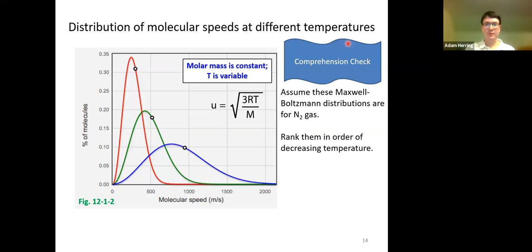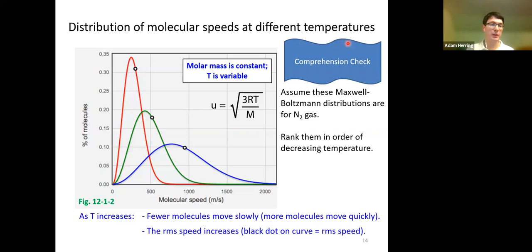Welcome back. So we know that as temperature increases, there are fewer molecules moving slowly and more molecules moving quickly. We saw this when we did the demonstration earlier. Now, the RMS speed is indicated, in this case, by those black dots on the curve. And as the temperature increases, so does the RMS speed. Therefore, we know that the blue curve has the highest RMS speed and therefore must have the highest temperature. And the red curve has the lowest temperature.